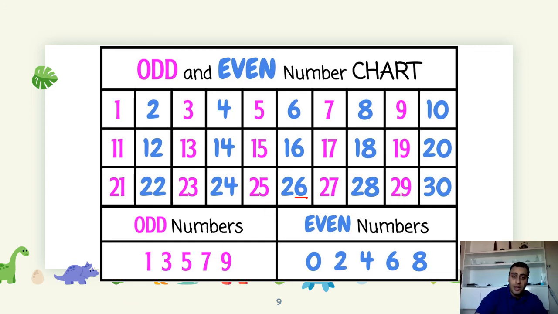Now what about 29? Okay, let's look at 29. This digit is 9. So 29, is it odd or is it even? Who can tell me? Odd or even? 29. It's odd. Very good, because the ending number 9 is an odd number. Very good. I think you have learned what odd and even numbers are.